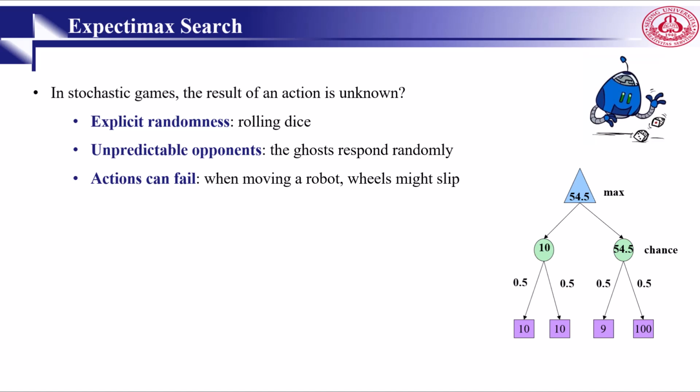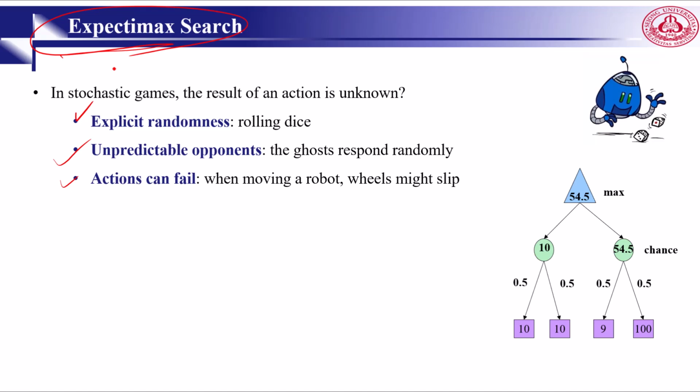In stochastic games, we don't know what the result of an action is because of many factors like explicit randomness, unpredictable opponents, and actions that can fail. In these cases, the value of nodes should reflect the average case outcome. We call the average case outcome Expectimax Search. It is much better than Minimax, which considers the worst case outcome.